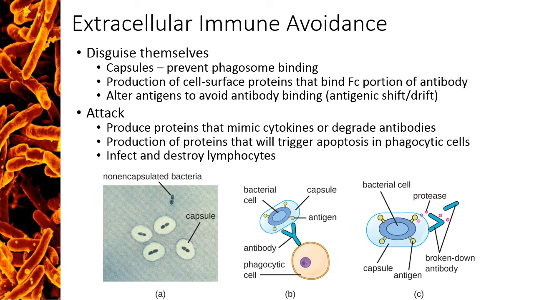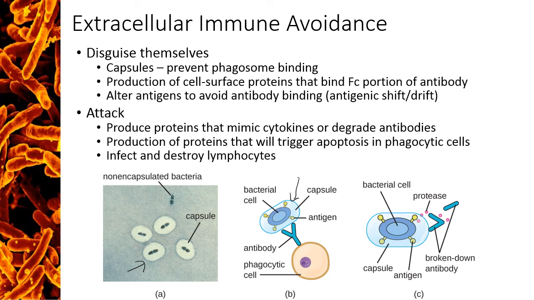While intracellular pathogens can hide from the immune system by living inside the cytoplasm of cells, extracellular pathogens have to have other ways to avoid the immune clearance. The two main ways they do this is to disguise themselves so they don't look foreign, or to attack. Having a capsule is one of the most common ways to disguise yourself. Remember, capsules are this polysaccharide layer that surrounds the cell. We can see it here.